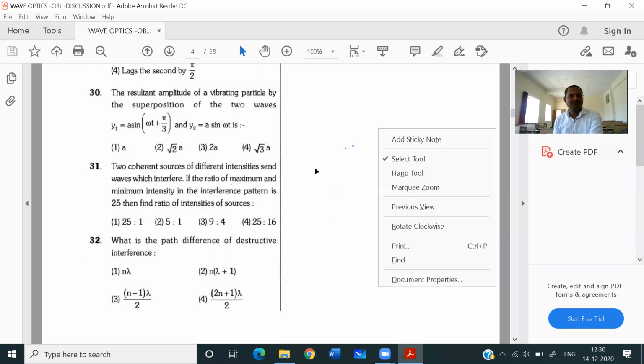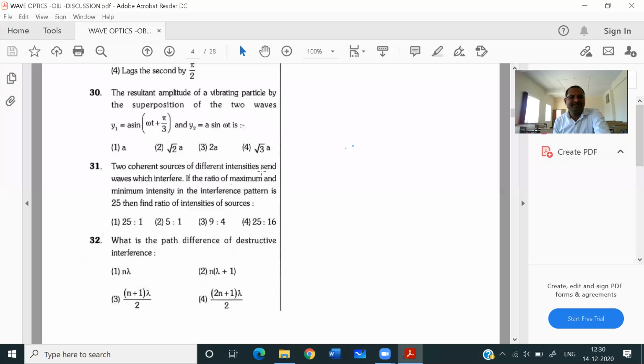Question number 31. Two coherent sources of different intensities send waves which interfere. If the ratio of maximum to minimum intensity in the pattern is given as 25, then find the ratio of intensities I1 and I2. That ratio you need to find.